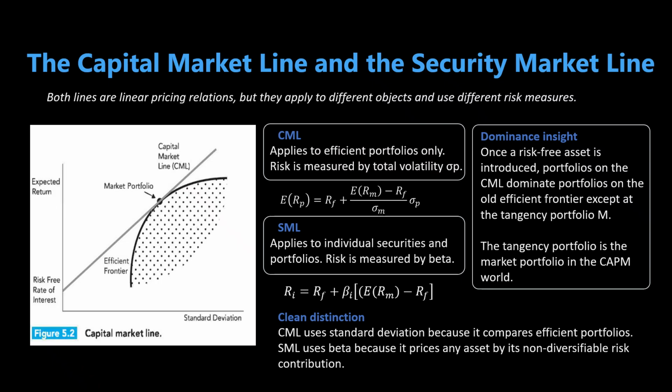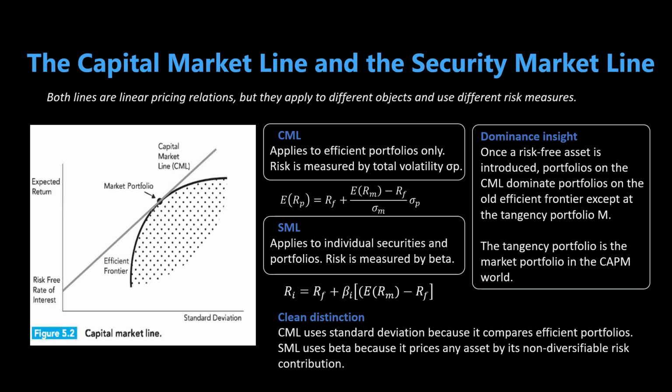The security market line, SML, is the graphical representation of the CAPM pricing equation. It applies to any asset or portfolio, efficient or not. The risk measure is beta, and the equation is E(Ri), or the return on individual assets, equal to Rf plus beta times [E(Rm) minus Rf].